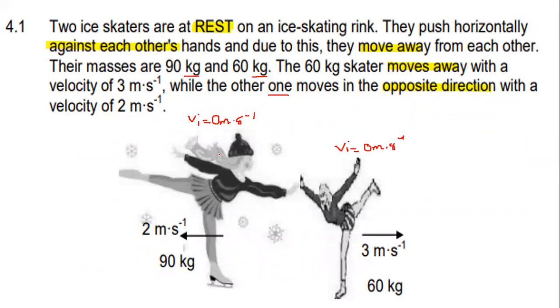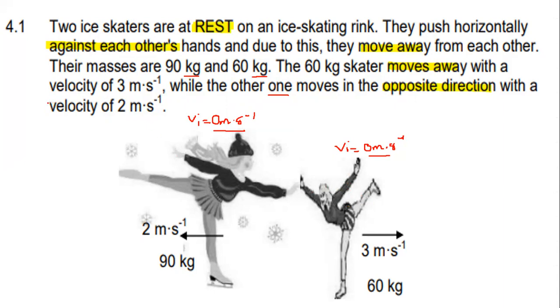Now, when they were at rest, the initial velocity of the 90 kilogram skater is 0, because that is what rest means. The 60 kilogram skater, it was 0. So if the velocity is 0, then the momentum is 0. So if you add the momentum at rest for this skater, which is 0, and you add the momentum of the second skater, which is 0 as well, then the total momentum is 0 plus 0, and it will give you 0. It's quite simple.